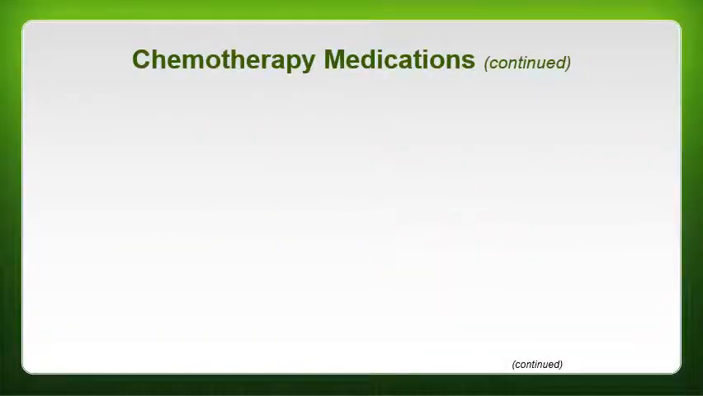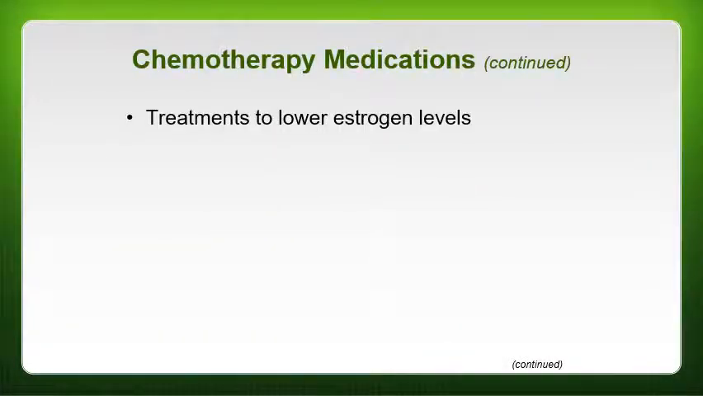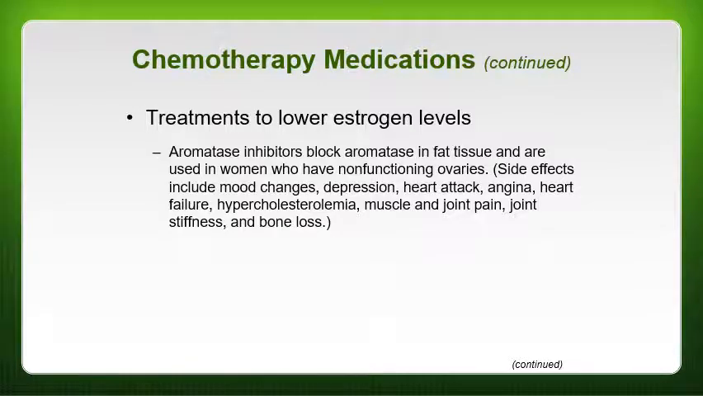So looking further at chemotherapy medications, now we look at treatments to lower estrogen levels, as opposed to the treatments that would block estrogen formation. We're now just looking at lowering estrogen levels. Aromatase inhibitors block aromatase in fat tissue. Fat tissue in postmenopausal women has the ability to produce small quantities of estrogen, so this just blocks that ability of fat tissue to do that.